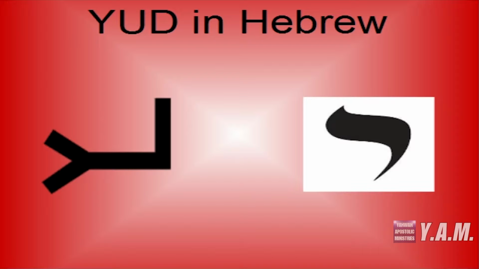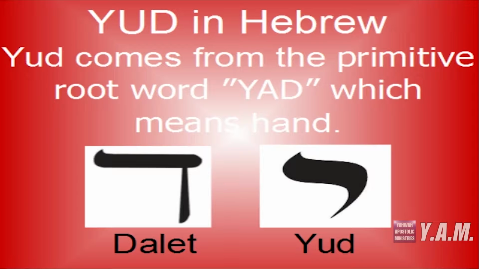We saw Yud in the Hebrew there on the pictograph and the modern block Hebrew on the right. We learned that Yud in the Hebrew comes from the primitive root word Yad, which means hand. And Yad is spelled with a Yud and a Dalet. So it comes from the word Yad, Y-A-D.